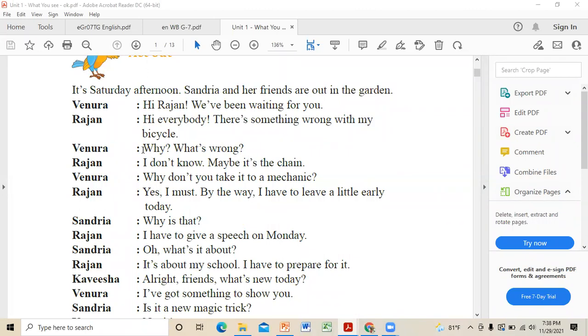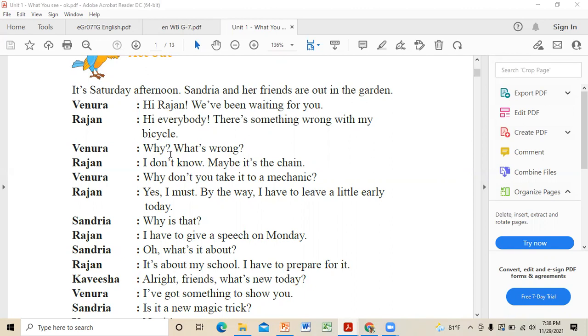And the next one, answer by Venura. Why? What's wrong? Right? So it is a question. Here you have 2 questions. So in that case, we need to change the vocal tone for the listener to know that this is a question, right? So let's assume I simply read, why, what's wrong, with no feelings at all, right? So then it is not going to be effective to the listener, right?